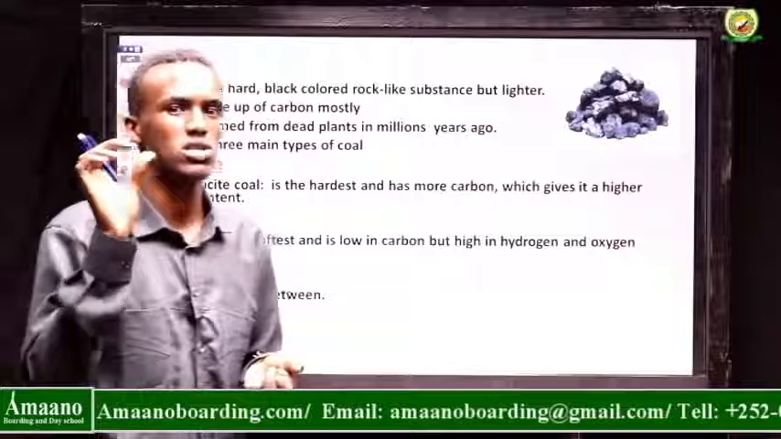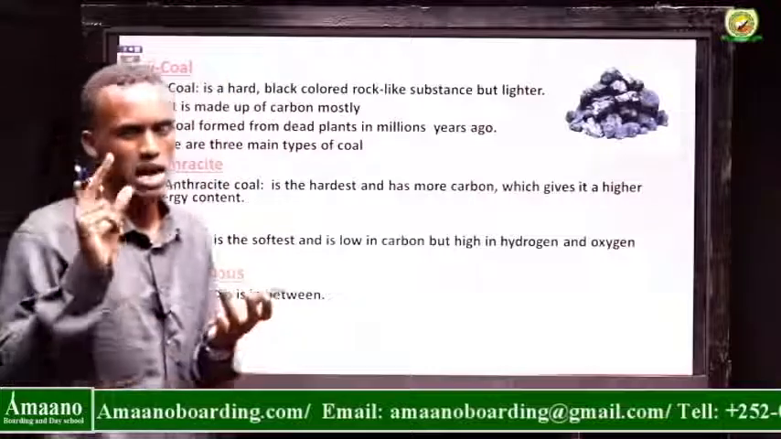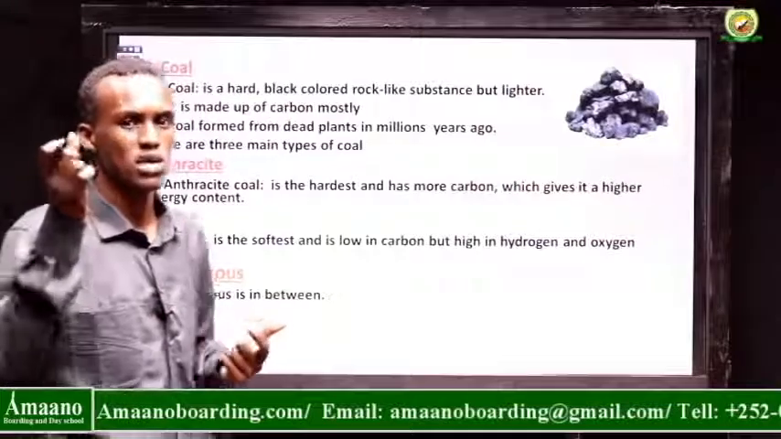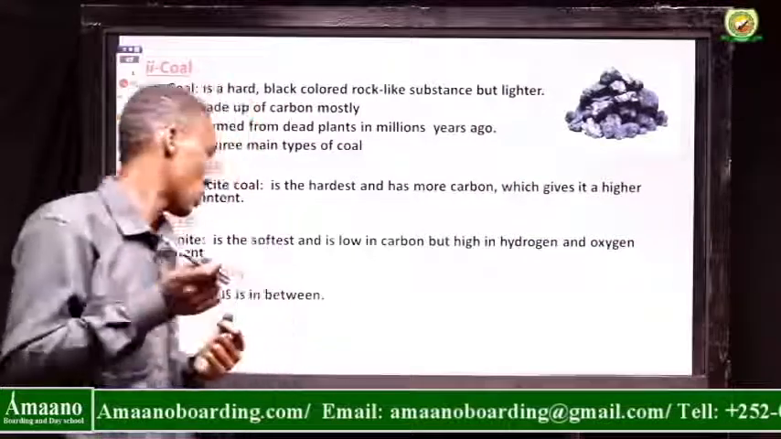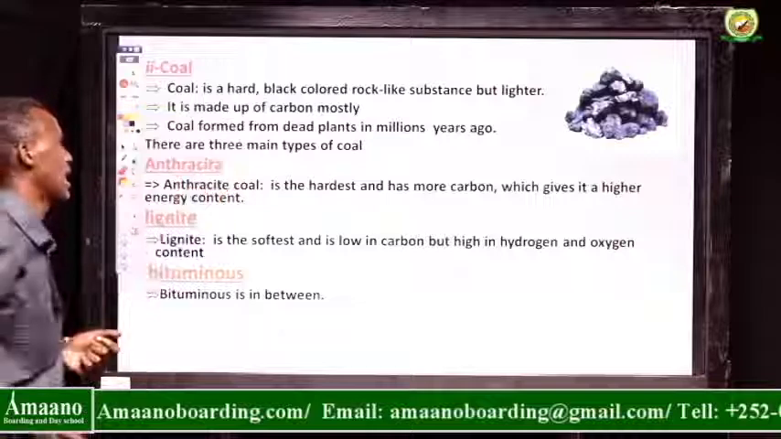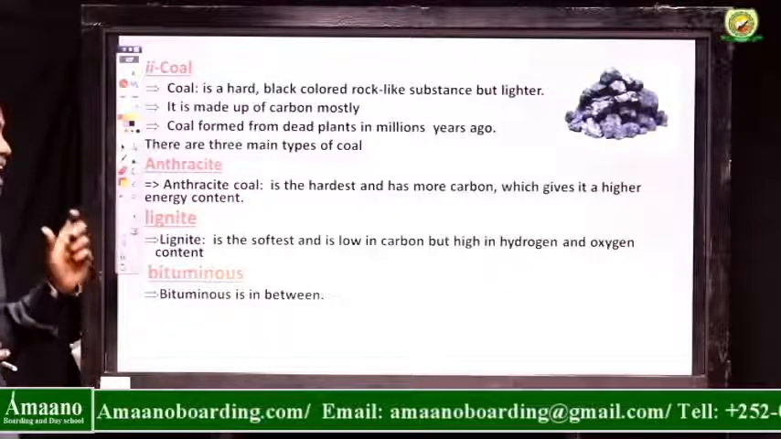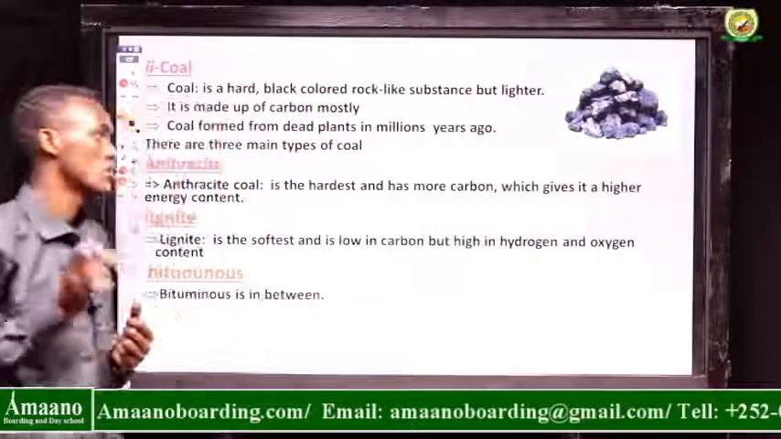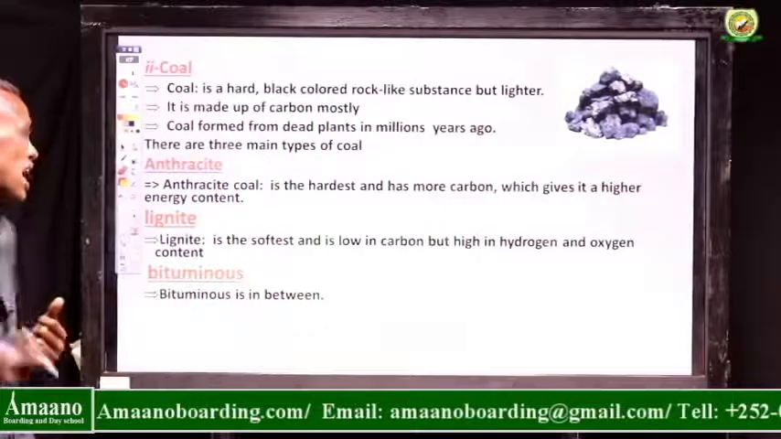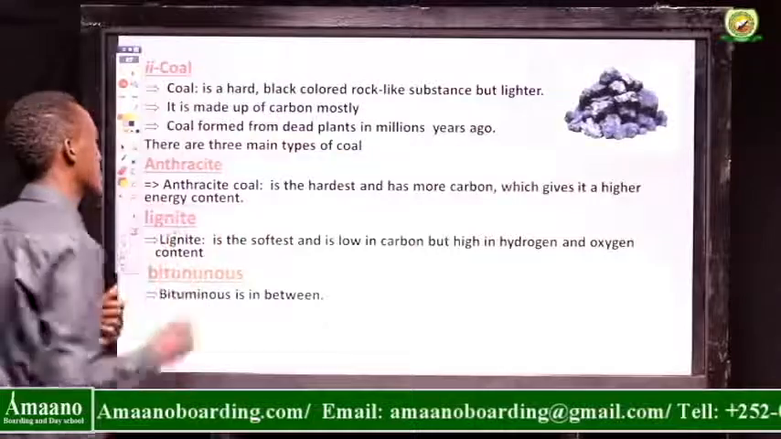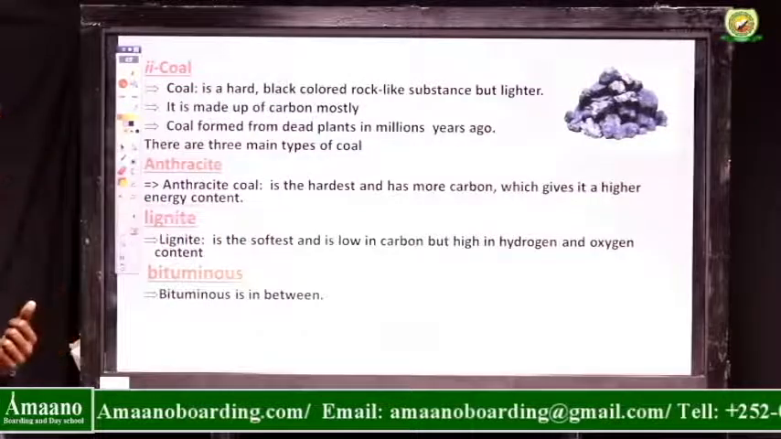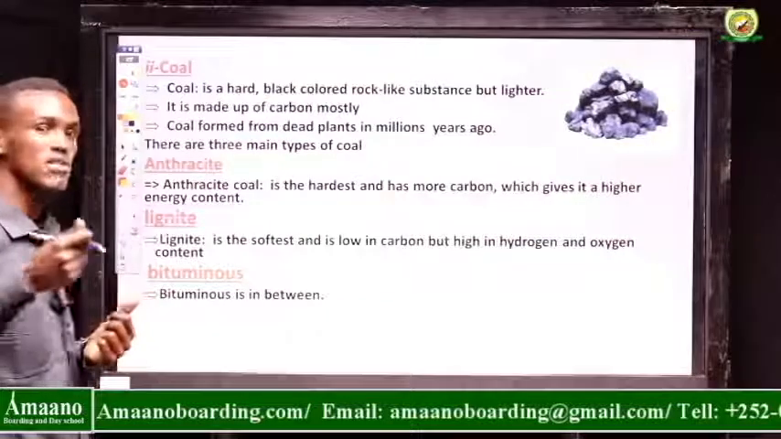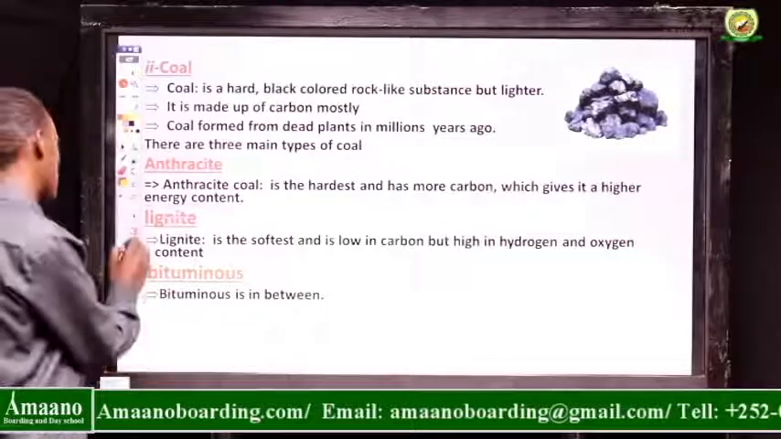So anthracite is the oldest one, and it contains a large amount of carbon, and it produces a large amount of heat when burnt. Anthracite is the hardest and has more carbon, which gives it a higher energy quantity, because it contains a large amount of carbon and produces a large amount of heat.